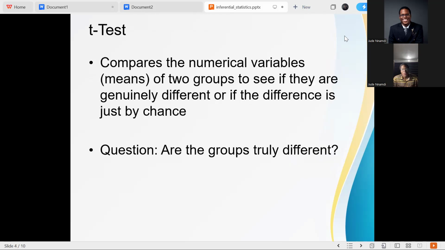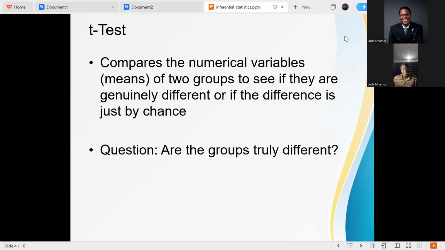So I'm going to begin with the t-test. The t-test compares two numerical variables. I just talked about these variables. Numerical variables are variables that are numbers. So the t-test compares numerical variables between two groups. What do you want to see? You want to know if there is a statistical difference between these two groups.